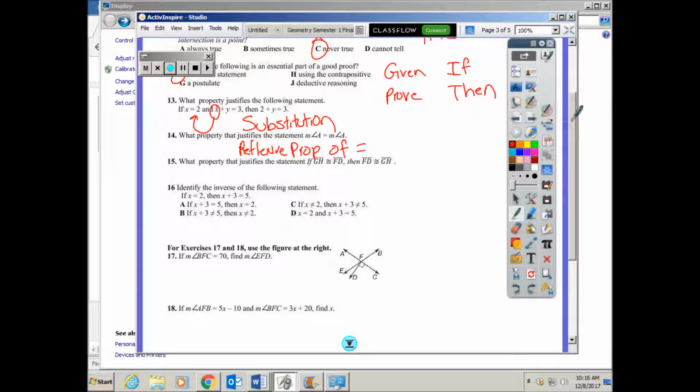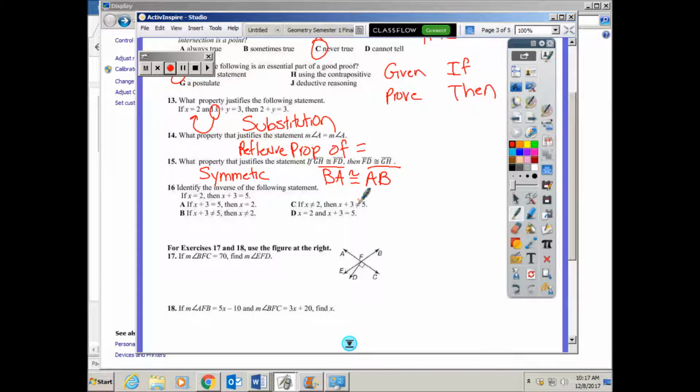Now, what property justifies the statement GH is congruent to FD, so FD is congruent to GH? When we just change the sides of the equation or the congruent statement, it's symmetric. Now, in this class, we had problems where we had like BA is congruent to AB. This is also symmetric property. So these are both symmetric property, because this is the way we used it more in class.